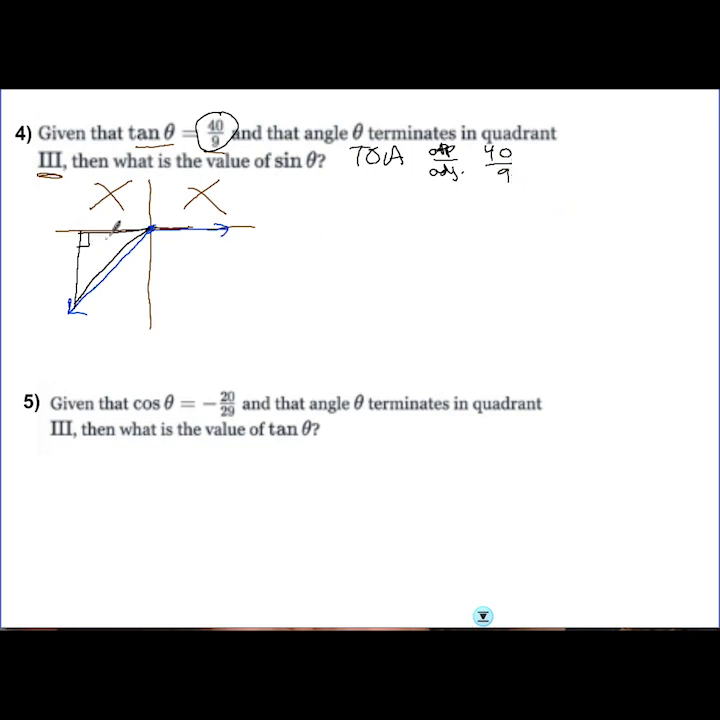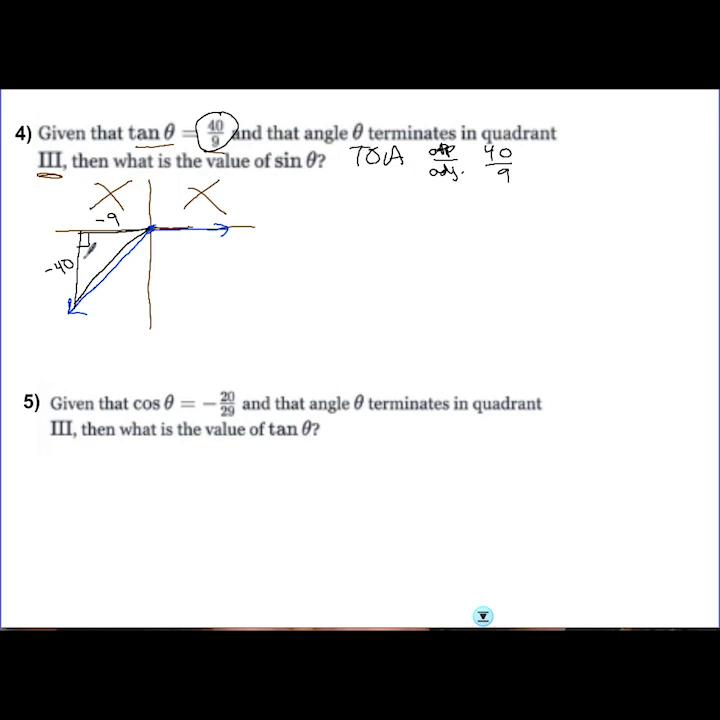But I have a little bit of an issue here because this is in quadrant 3. And I'm showing direction. I'm to the left of the origin. I know that this must be minus 9. This is the adjacent side. And then this must be minus 40. This is the opposite side.